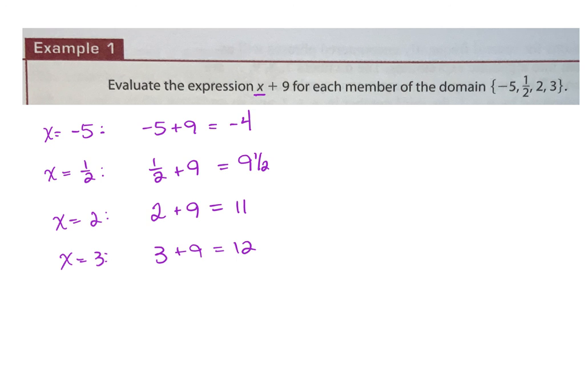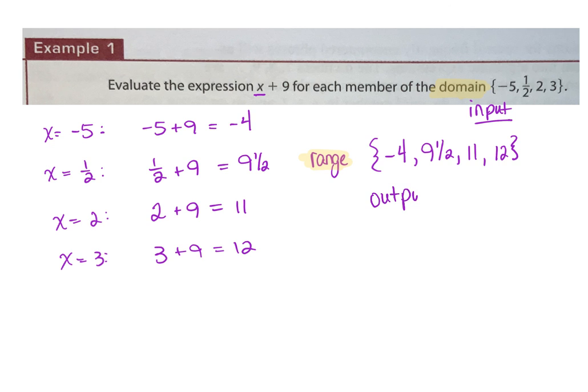And so once you have done that, the values that you just found, those are called the range. So the domain are the values that you put into the problem, and the range are the values that you get out of it once you solve. And these are two terms that you're going to need to know. Domain is your input, and range then is your output. All right. Domain is your input. Those are the values you plug in. Range is your output. Those are the values you get out once you solve them.